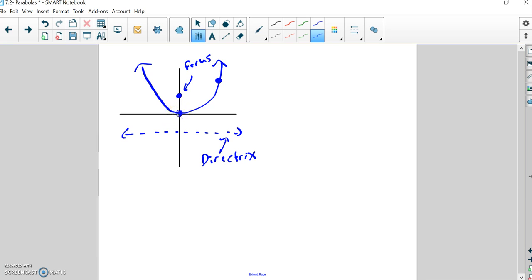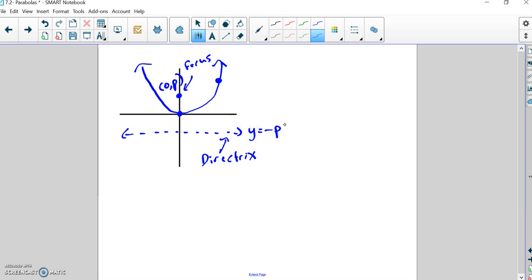If this is the vertex, the focus is always p units away from the vertex. So, if I start at 0, 0 and I go p units up, this focus is going to be at the point 0 for x and p for y. Okay? If I go down p units from the origin, 0, 0, to get to the directrix, this is a horizontal line, and if it's p units away from 0, 0, it will be the line exactly y equals negative p.